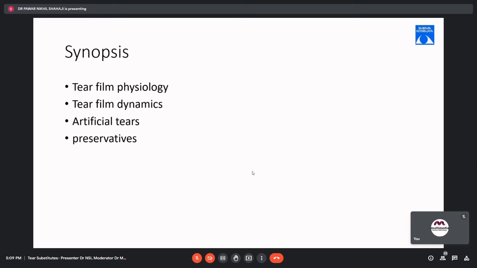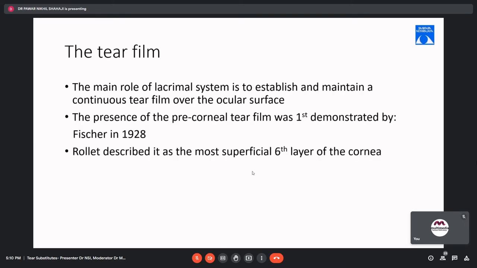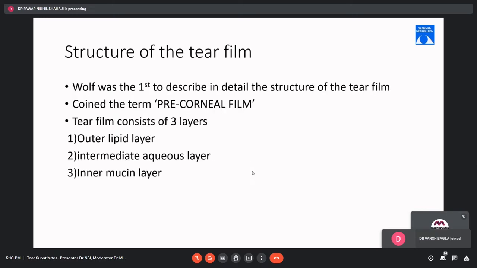In our class today, we'll be learning tear film physiology, tear film dynamics, artificial tears, and then about preservatives. The main role of the lacrimal system is to establish and maintain a continuous tear film over the ocular surface. The presence of the precorneal tear film was first demonstrated by Fisher in 1928, and Rowlett described it as the most superficial 6th layer of the cornea.